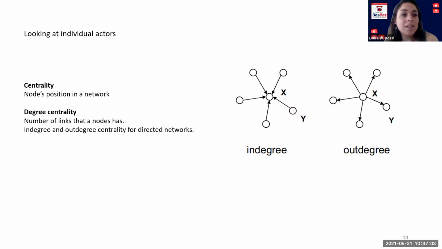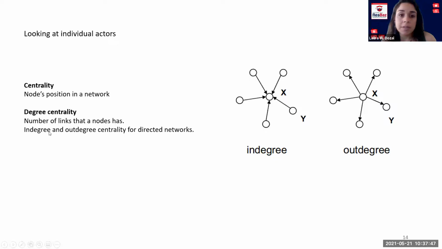More concepts. We're going to look at our karate network's centrality, and centrality tries to figure out a specific node's position within the network. There are three main types of centrality measures: degree centrality, betweenness centrality, and closeness centrality. Degree centrality looks at the number of links a node has. So regardless of direction, node X has 1, 2, 3, 4, 5 links, so their degree centrality is 5.